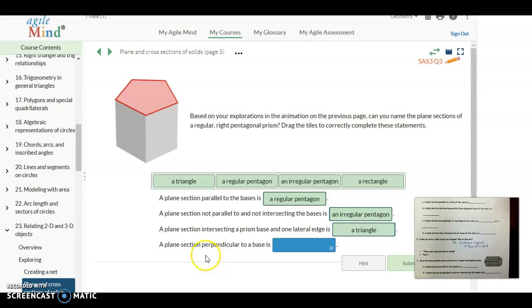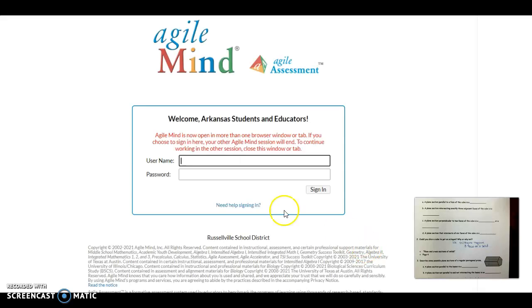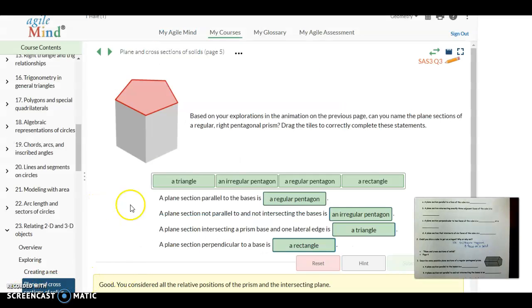If you go perpendicular to the base, then you're going to get the shape that your lateral faces are, which is a rectangle. And so there are your answers to number 3 in your notes.